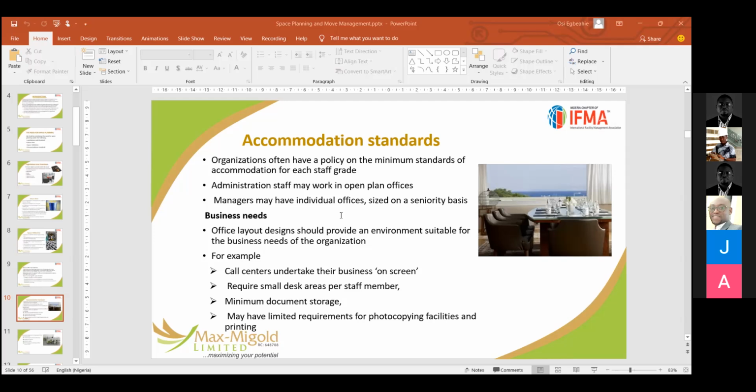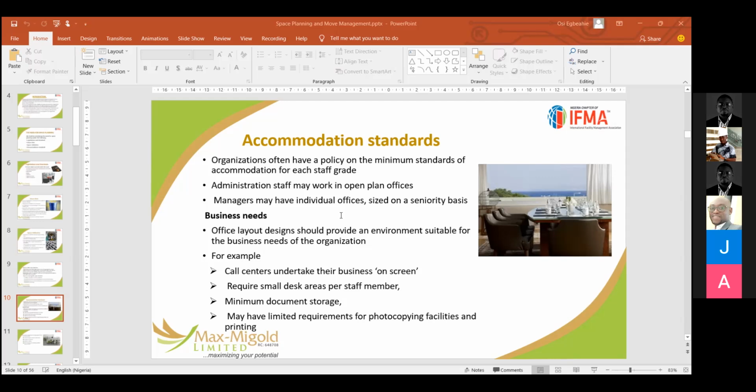That's that. And also, if you look at the business needs, office layout design should provide an environment suitable for the business needs of the organization. For example, call centers undertake their business on screen. For call centers, they take calls most of the time.